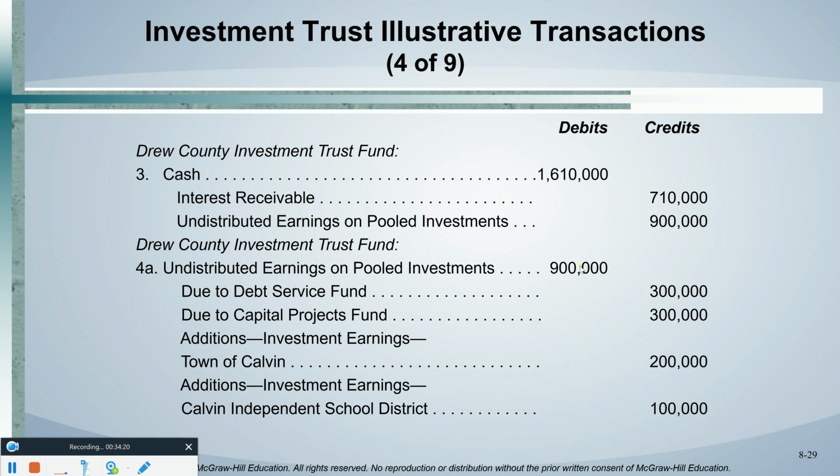At this moment in time, the investment portfolio is owned 3/9 by the debt service fund, 3/9 by the Capital Projects Fund, 2/9 by the town of Calvin, and 1/9 by the school district.